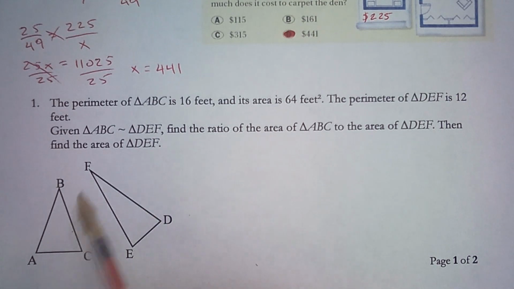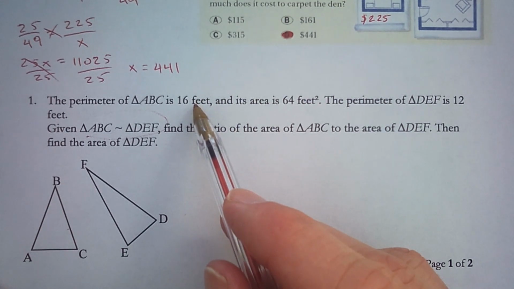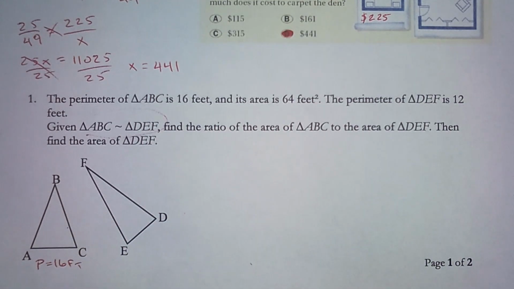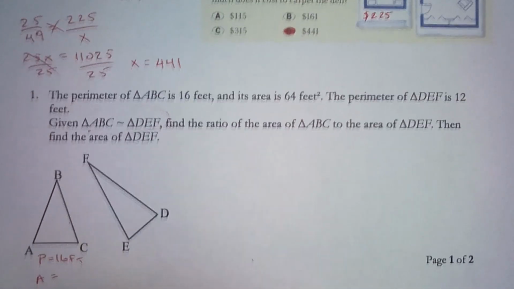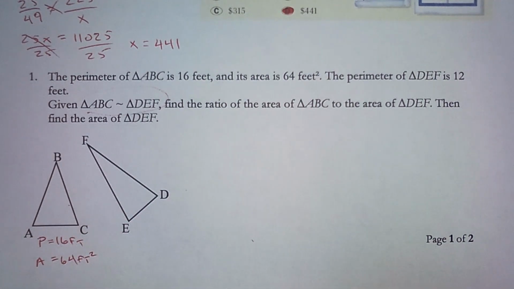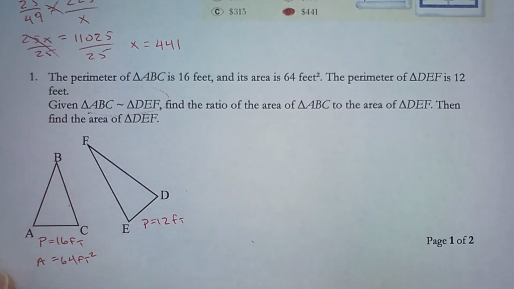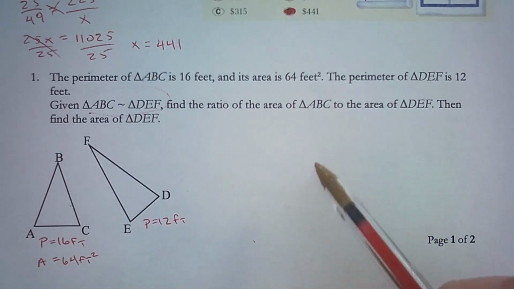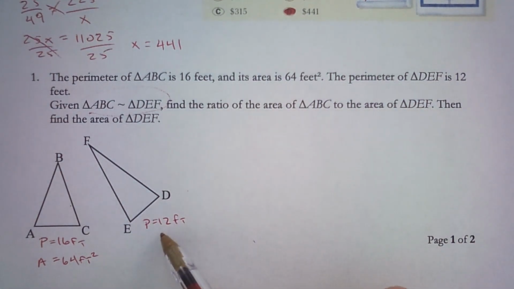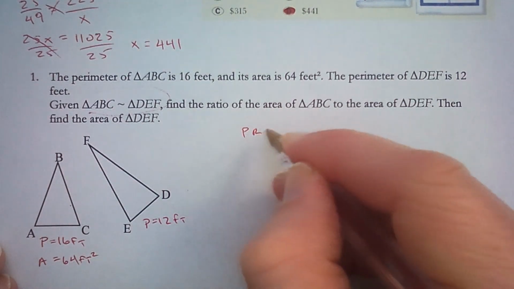So here are two triangles, and it says here that they are similar. The perimeter of triangle ABC is 16 feet. So I'll make a note here. Perimeter is 16 feet. And its area is 64 feet squared. The perimeter of triangle DEF is 12 feet. Given that they are similar, find the ratio of the area of ABC to DEF, then find the area of triangle DEF.